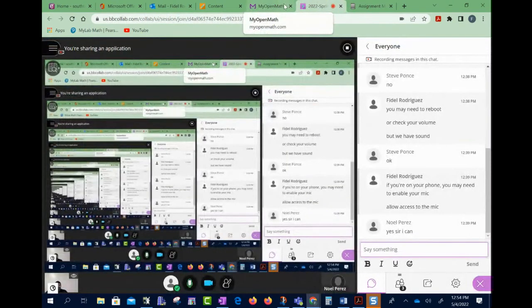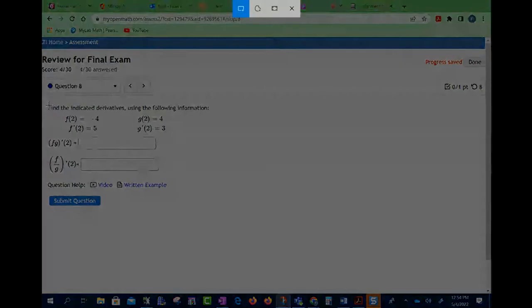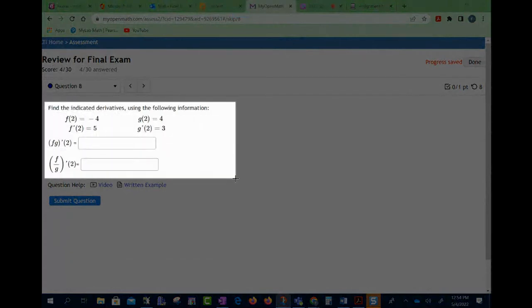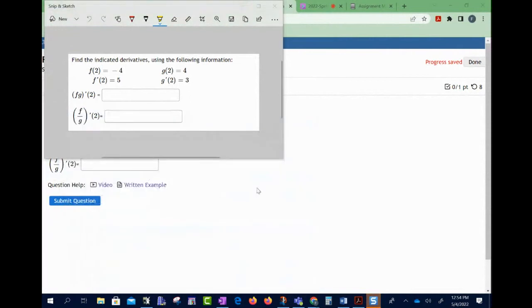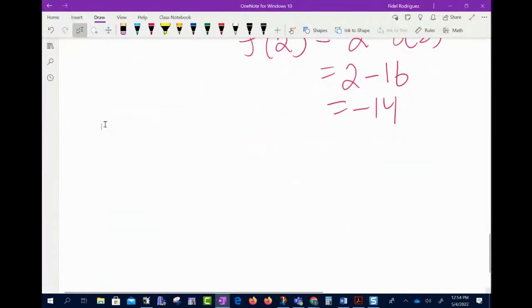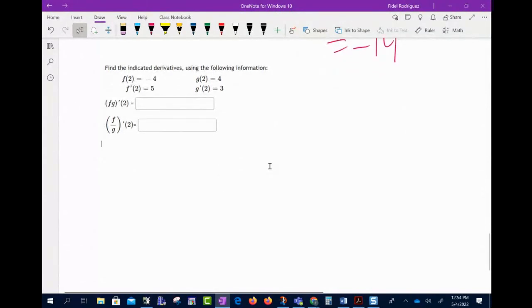So okay, good. Just making sure everybody's still good here. Come back this way. Here we go. So let me copy question number 8 here, you guys, and then we will figure this bit out. Okay, so it says, find the indicated derivatives using the following information. The first part here is asking us to find the product of the derivative at 2.